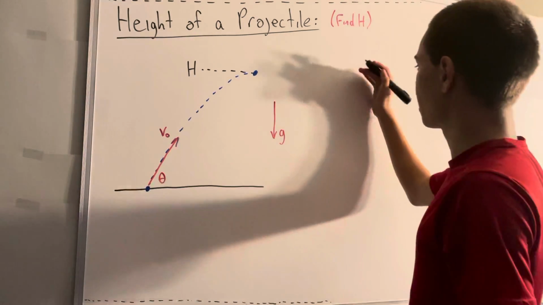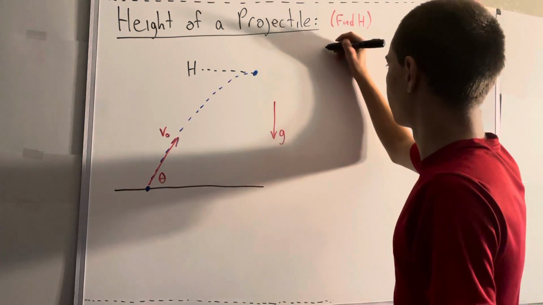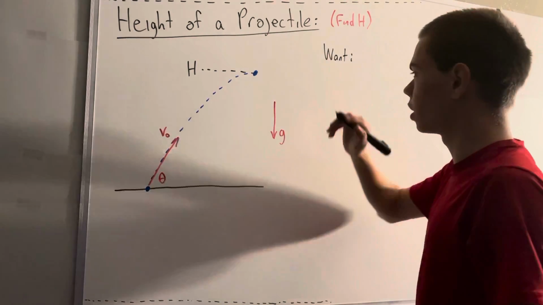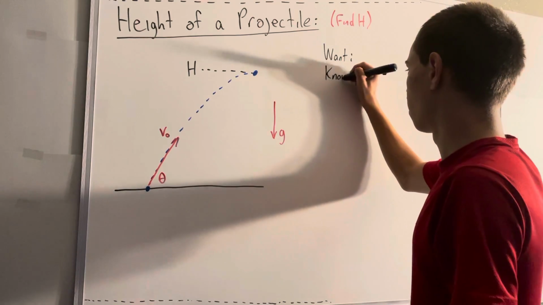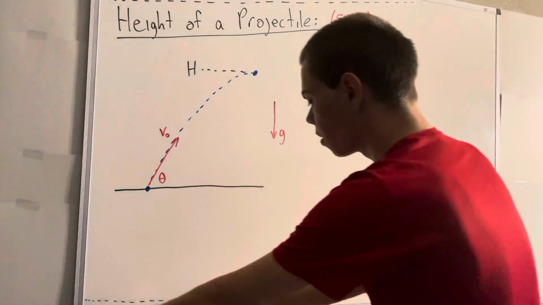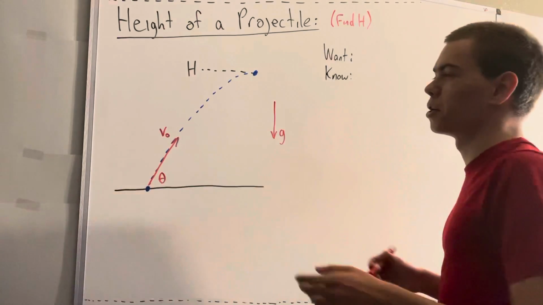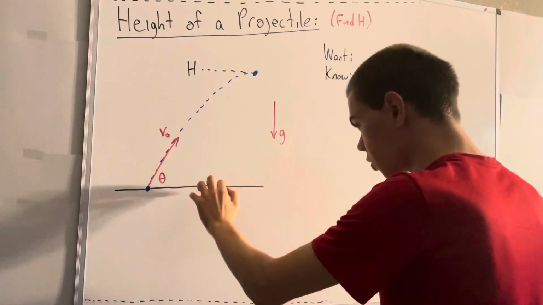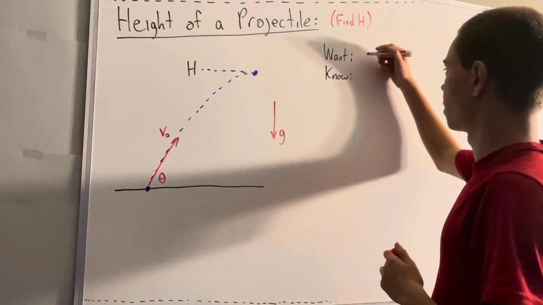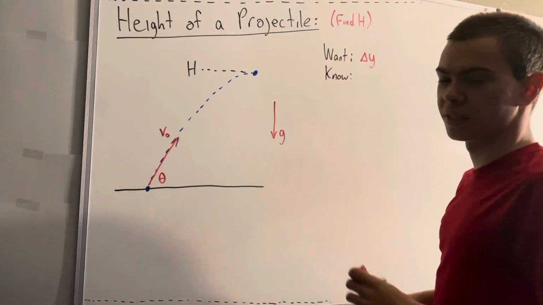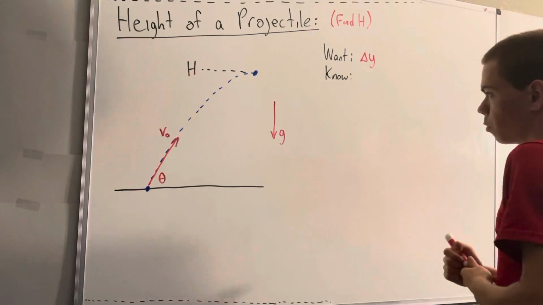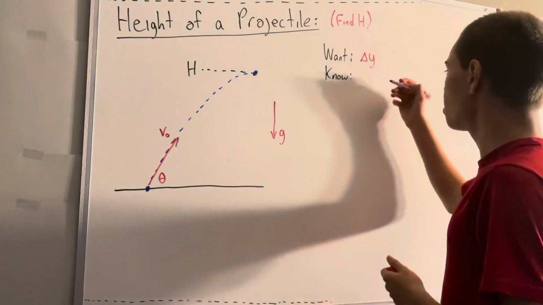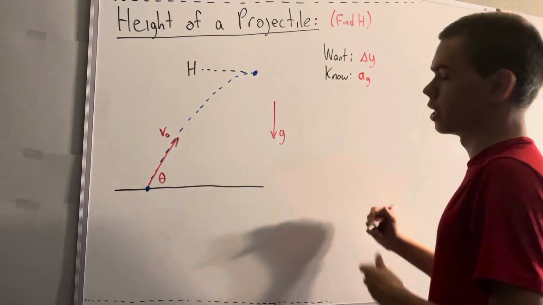And to figure out what kinematics equation we could use, we got to figure out what quantity we want to know and what quantities we already know. So, the quantity that we want to know is, of course, the height that the projectile reaches, which refers to the vertical displacement of the ball. All right, so we want to know what delta y is. Now, for the quantities that we know, we of course know the acceleration due to gravity, right? So we know the acceleration of the ball in the y direction.